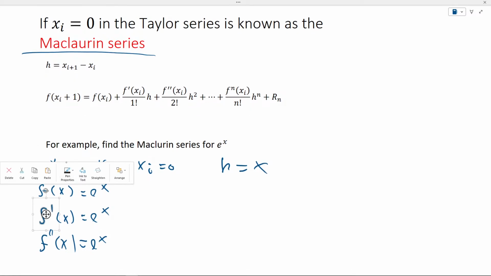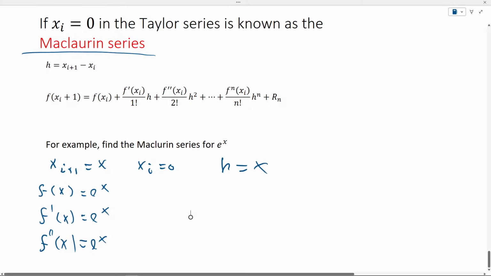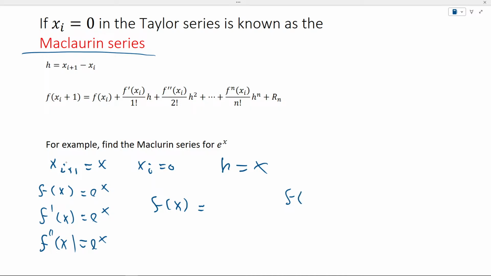This is my x. So basically, I just substitute this here. So that's my f of x, which is equal to my f of x at 0. Basically, I'm evaluating this function at 0. So that is e to the power 0, and e to the power 0 will give me 1.